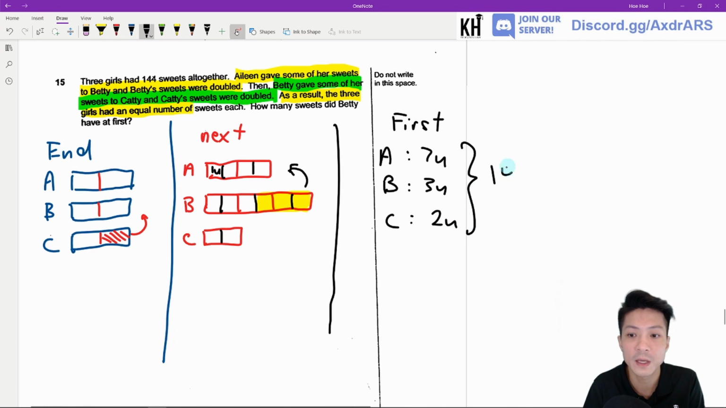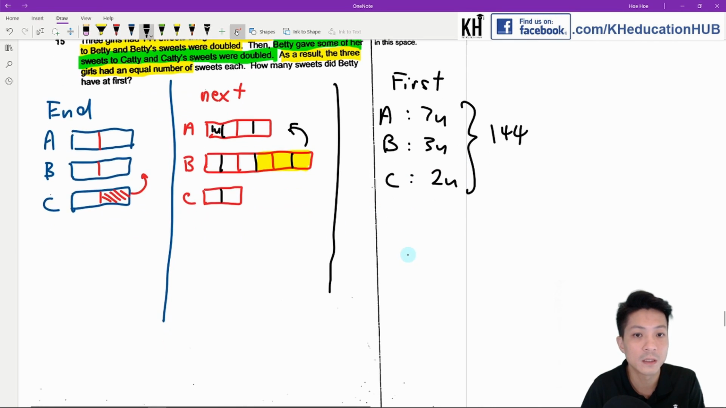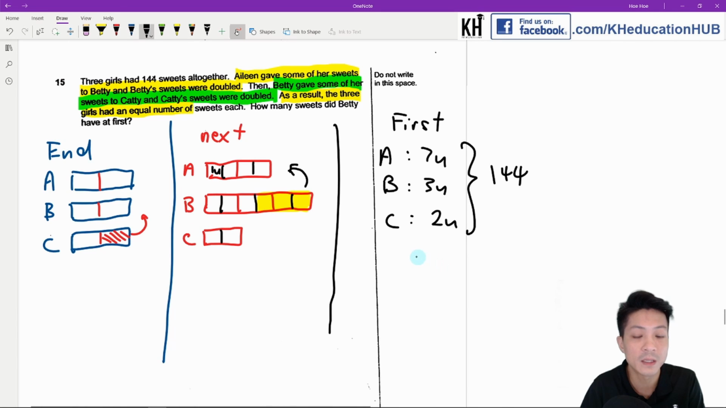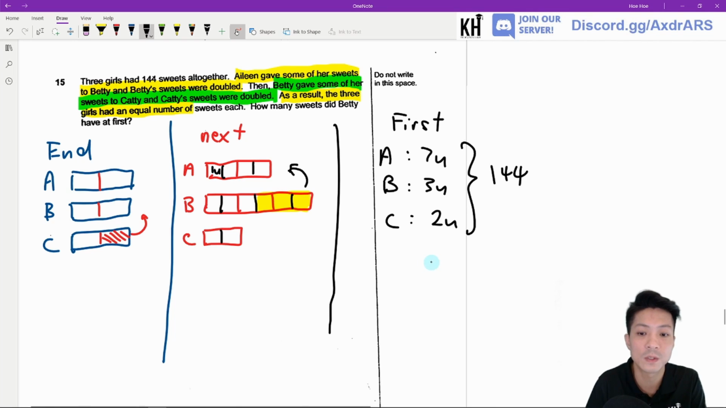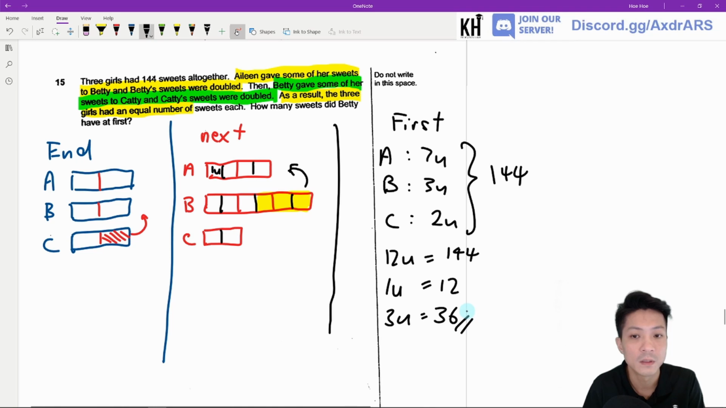Okay, and if you remember, they have 144 sweets at first. So to find how many sweets Betty had at first, we're gonna find the total units. The total units will be 7 plus 3 plus 2, which is 12 units, equals 144. 1 unit will be equal to 12, and Betty will have 3 units, which is 36 at first.